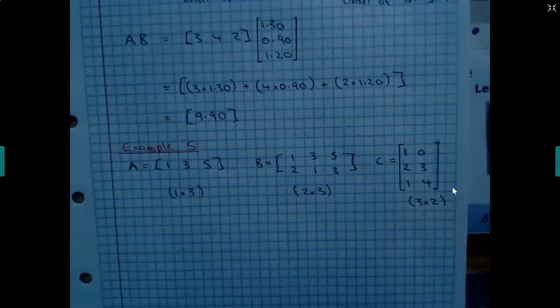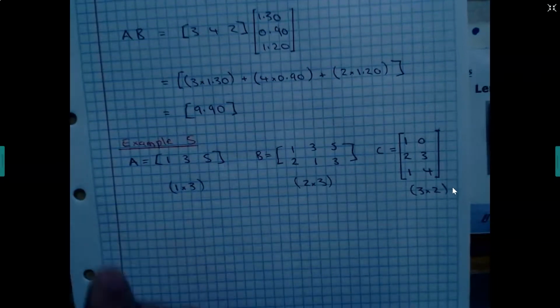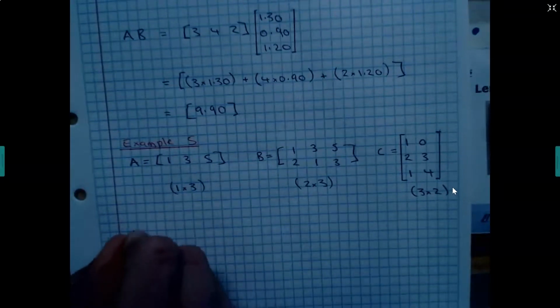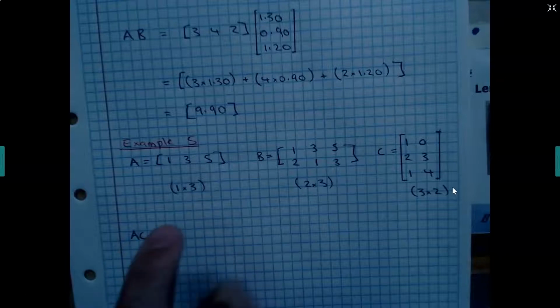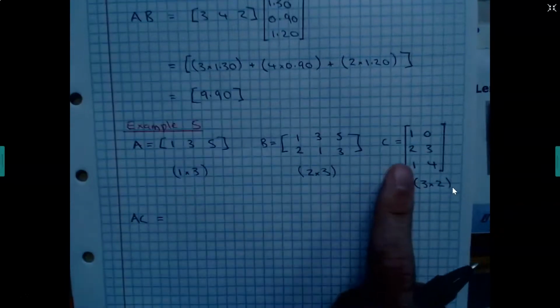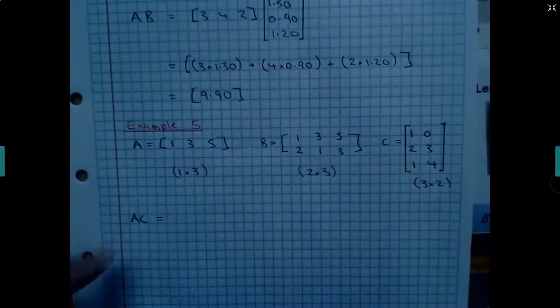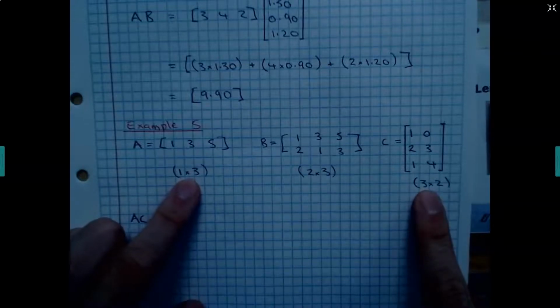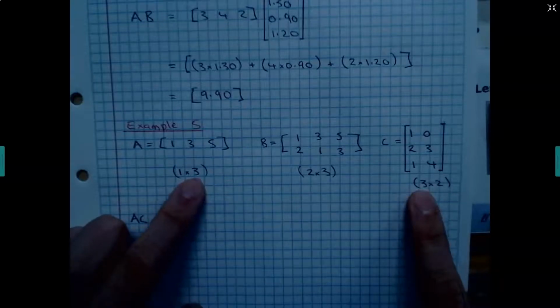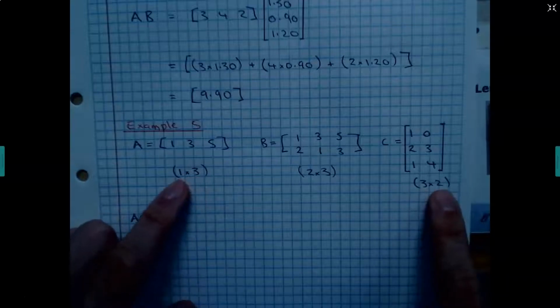So, we'll start off by doing A times C. So we're going to go this matrix times this one here. First, let's check the order. This is a 1 by 3, this is a 3 by 2. Is that multiplication possible? Because they both have a 3 there, it's possible. And the resulting matrix is going to be a 1 by 2 matrix.